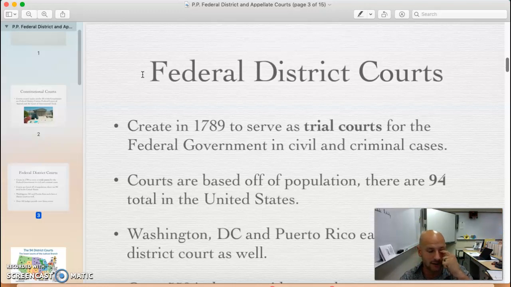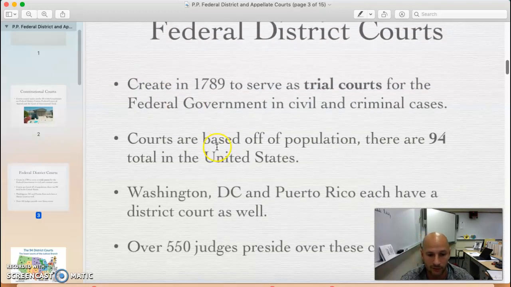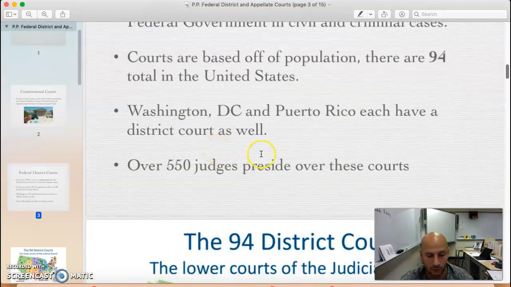So everything that comes to the Supreme Court, the highest law of the land, obviously besides the Constitution, they rule on everything, and everything is brought to them. They never go seek a crime out. Okay, like, hey, we're going to rule on that. No, it gets brought to them. All right. So courts are based off population. We can add or take one away depending on population. There are 94 total in the United States. They are also in D.C. and Puerto Rico. Each has a district court as well.